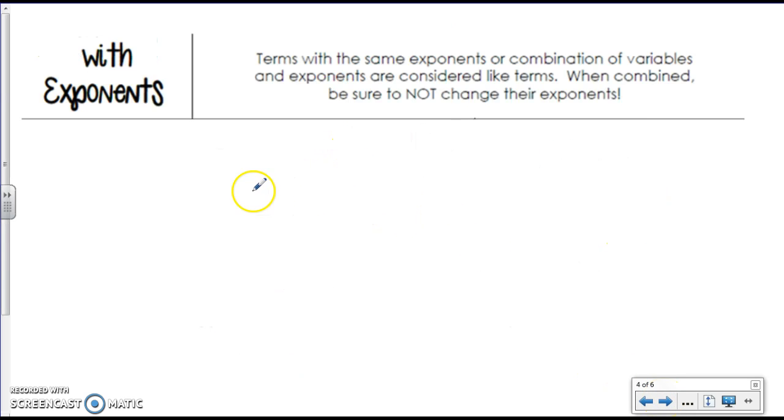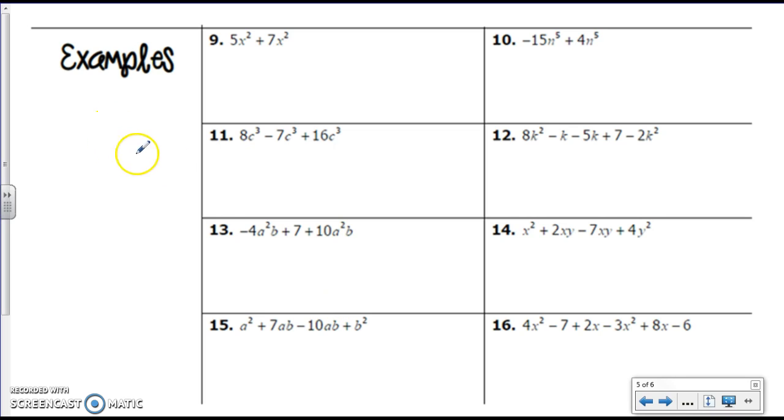Okay. Now that you got those 4 right, we are going to talk about combining like terms with exponents. So we need to make sure that they have the same exponent, but when we combine them, we do not change the exponent. So let's look at some of these.